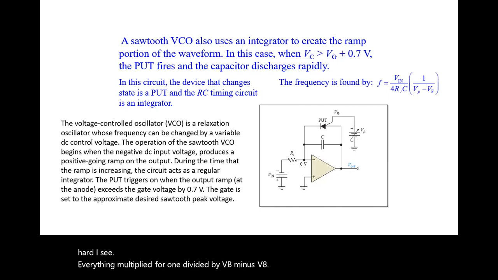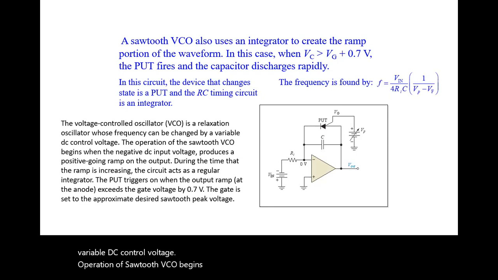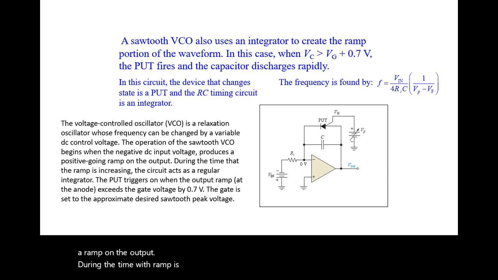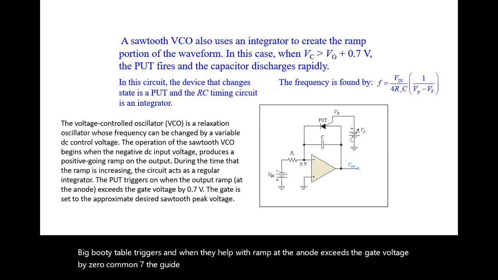A voltage-controlled oscillator is a relaxation oscillator whose frequency can be changed by a variable DC-controlled voltage. Operation of the sawtooth VCO begins when the negative DC input voltage produces a positive going ramp on the output. During the time that the ramp is increasing, the circuit acts as a regular integrator. The PUT triggers when the output ramp at the anode exceeds the gate voltage by 0.7, and the gate is set to approximate the desired sawtooth peak voltage.